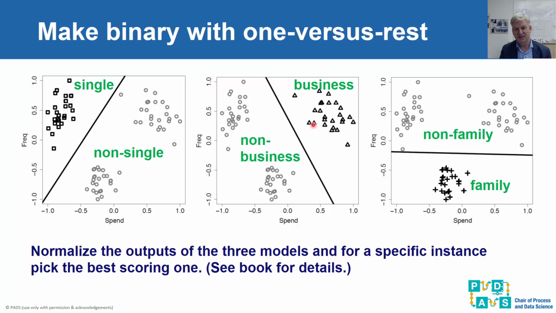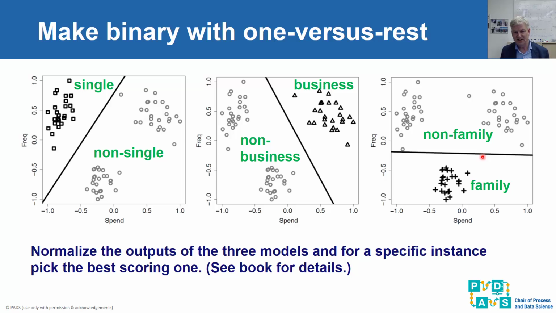We can also look at the situation business versus non-business, and remember that non-business could either be single or family, and we apply the same to family, and not family can be single or business. So we are applying this three times, we are solving a logistic regression problem, and we get these three lines. Using the logistic regression formula, we also have an indication of how sure we are that something belongs to that class or not that class.